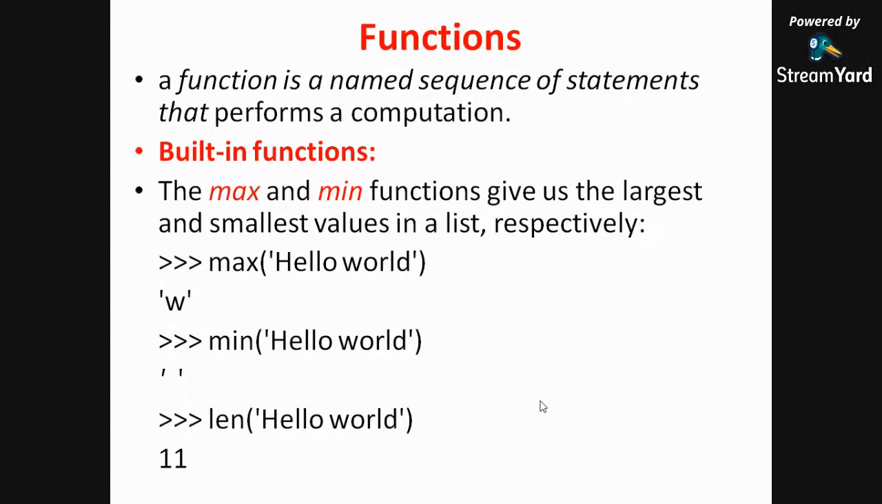These built-in functions. Okay, so we'll quickly go through some of the built-in functions. The max and min functions give the largest and smallest values in a list. For example, if I say max of "hello world", it gives w. Min of "hello world" gives white space.